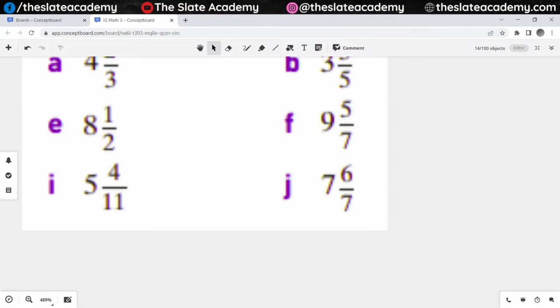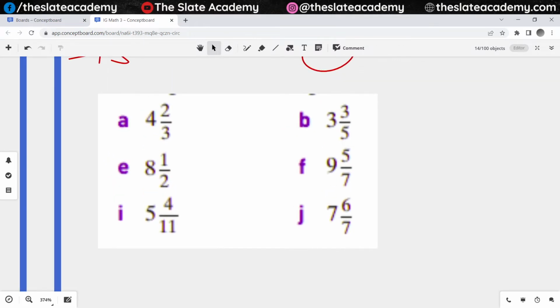Okay, 4 whole 2 by 3. So the way I do it is I multiply 3 with 4. 3 4s are 12. 12 plus 2, 14. So the answer would be 14 by 3. The next one is 3 whole 3 by 5. So 5 3s are 15. 15 plus 3, 18. So the answer would be 18 by 5.